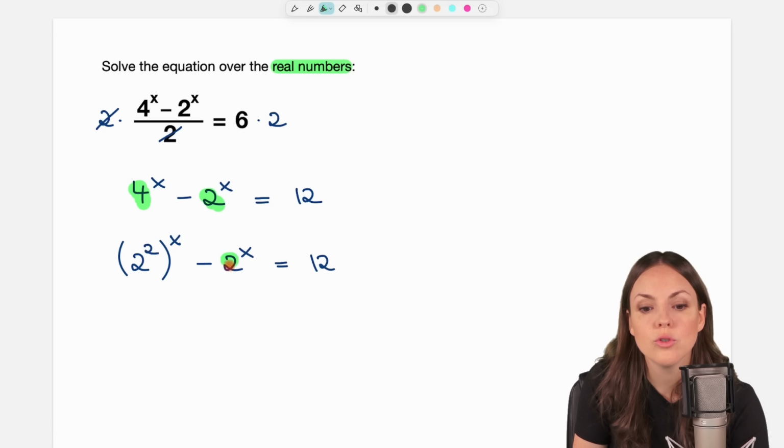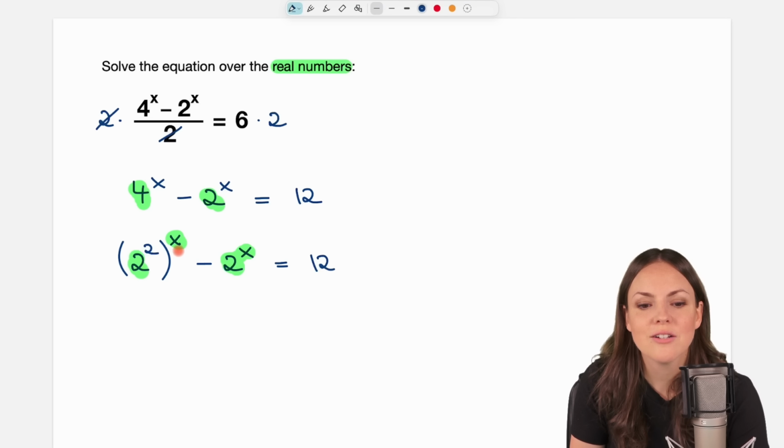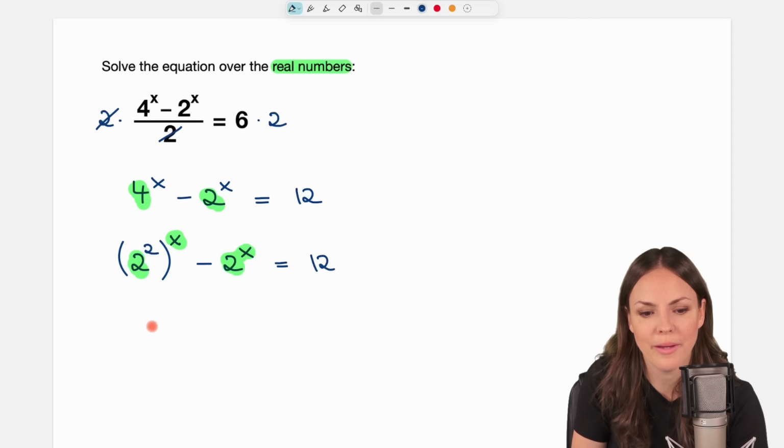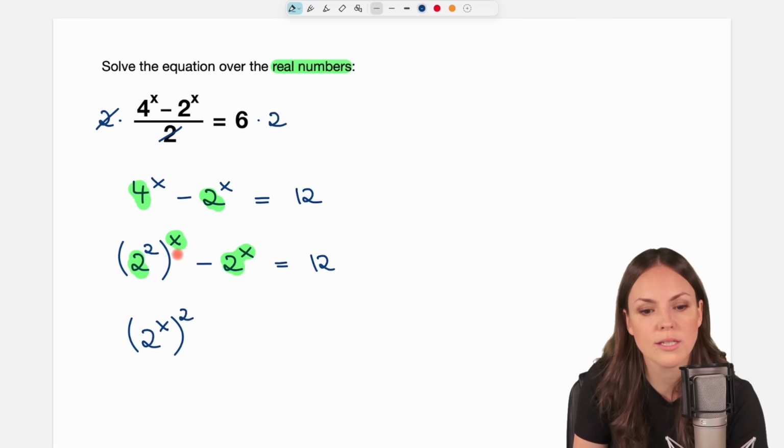Now we have 2 to the power of x here and 2 to the power of x kind of also here. Not really yet, but we are allowed to just switch these exponents so that we have 2 to the power of x together. So we take our base, the 2, then we take this exponent first, so raise it to the power of x, and then we raise all of this to the power of 2. You're always allowed to just switch these exponents. And then we still have our 2 to the power of x here and the 12 here.